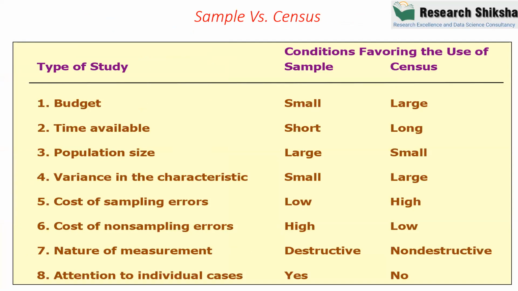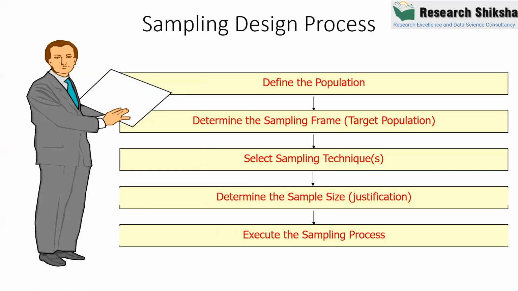Okay, now this is a simple comparison of when we should apply sample survey and when we should apply census survey. I'm not giving more focus to this slide because in any case we have to apply sample survey. We never go for census survey. Census survey is only possible when your population is very small. Otherwise, you cannot go for a census survey. So I'm not discussing this slide because we always conduct sample surveys.